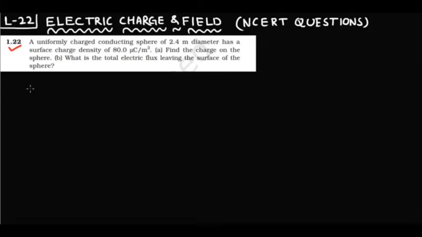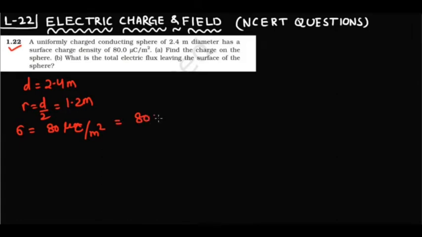It is given that the diameter of a conducting sphere is 2.4 meter. So the radius will be how much? It will be d by 2, that is equal to 1.2 meter. This is the radius of the conducting sphere, and this conducting sphere is positively charged, and the surface charge density is 80 microcoulomb per meter square. So sigma is how much? Sigma is 80 microcoulomb per meter square. That means 80 into 10 to the power minus 6 coulomb per meter square. This is the surface charge density.